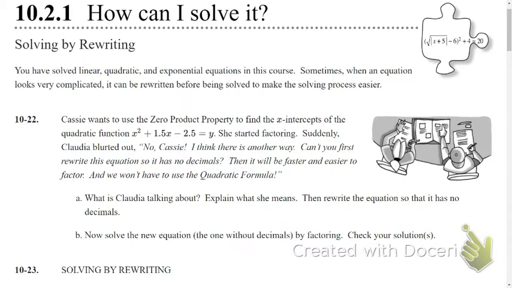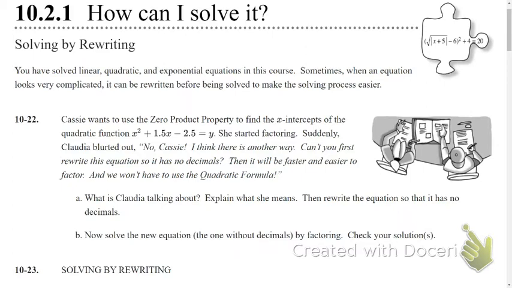So suddenly, Claudia blurted out, "No, Cassie, I think there's another way. Can't you first rewrite this equation so that it has no decimals? Then it will be faster and easier to factor, and we won't have to use a quadratic formula." What is Claudia talking about? Explain what she means. Then rewrite this equation so that it has no decimals.